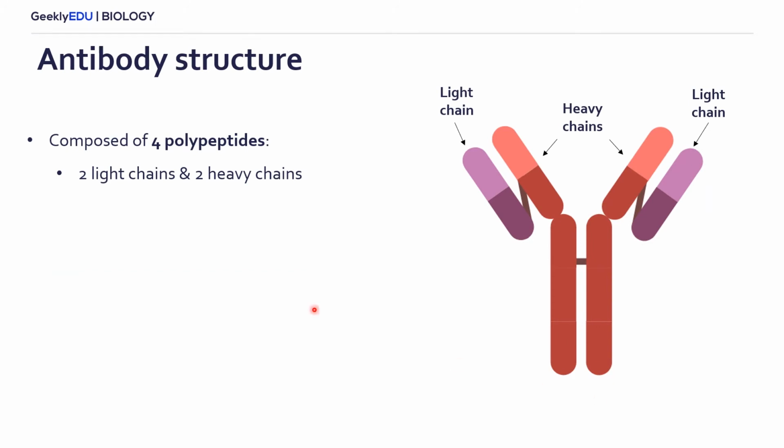Looking a little bit deeper into the antibody structure, antibodies are composed of 4 polypeptides. And a polypeptide is a formation or a string of amino acids. Amino acids are the building blocks for proteins. And specifically, antibodies are made of 2 light chains and 2 heavy chains. And so these 2 light and 2 heavy chains form the 4 polypeptides. And so here in red, we have the heavy chains, and then in purple, we have the 2 light chains.